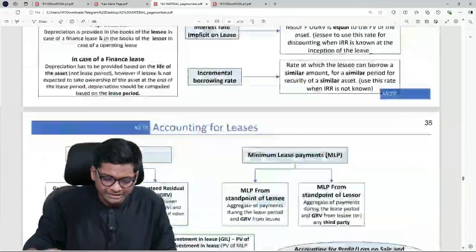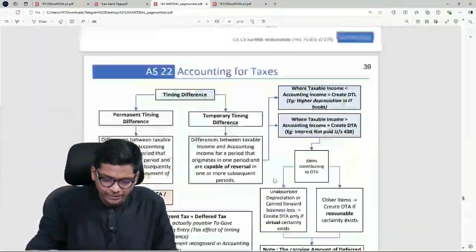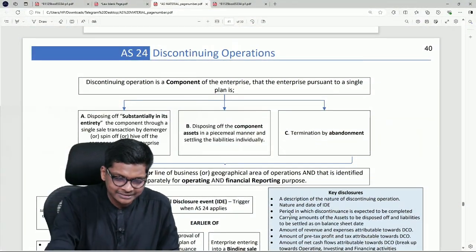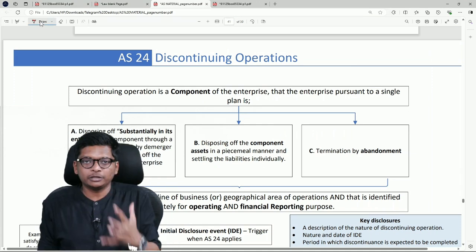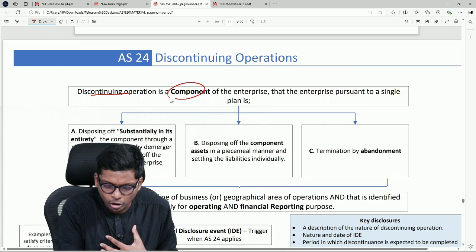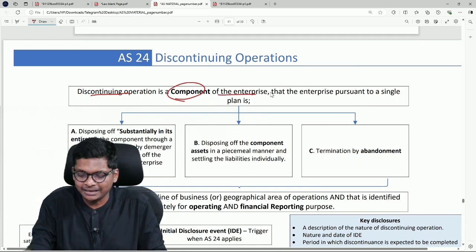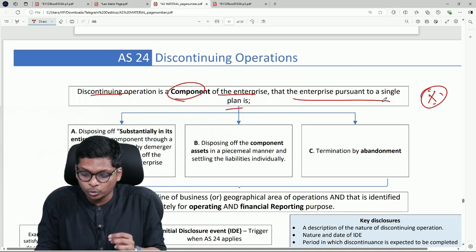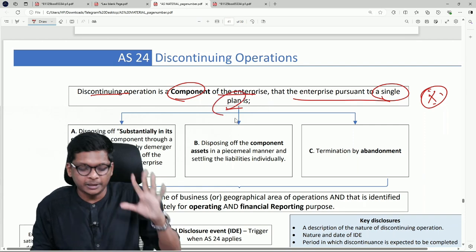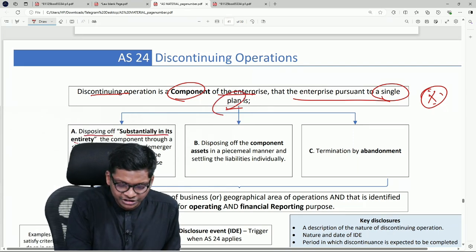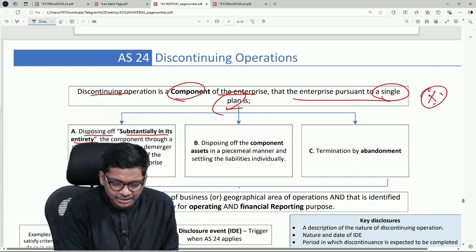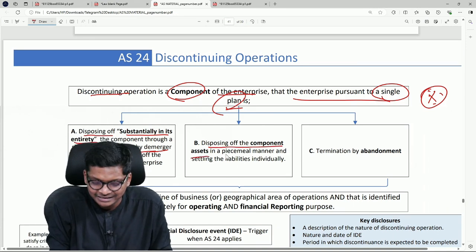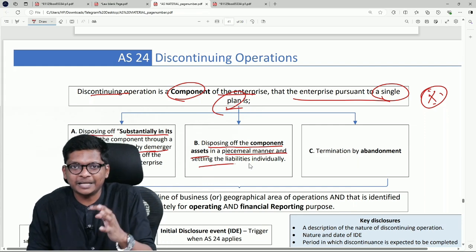AS24 talks about discontinuing operations. Let's quickly see what is discontinuing operation. This is the definition of discontinuing operation. What is it? Discontinuing operation is a component of the enterprise. In this standard, you have to know this definition. Component of the enterprise, that the enterprise pursuant to a single plan, very important, one single plan, disposing of substantially in its entirety. The whole component is being sold by demerger, spin-off, etc., or disposing of the component assets in a piecemeal manner and settling the liabilities individually.